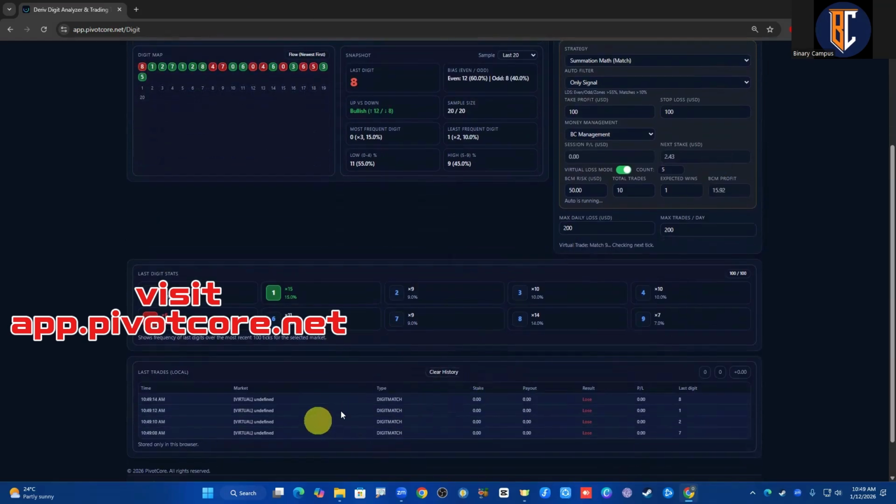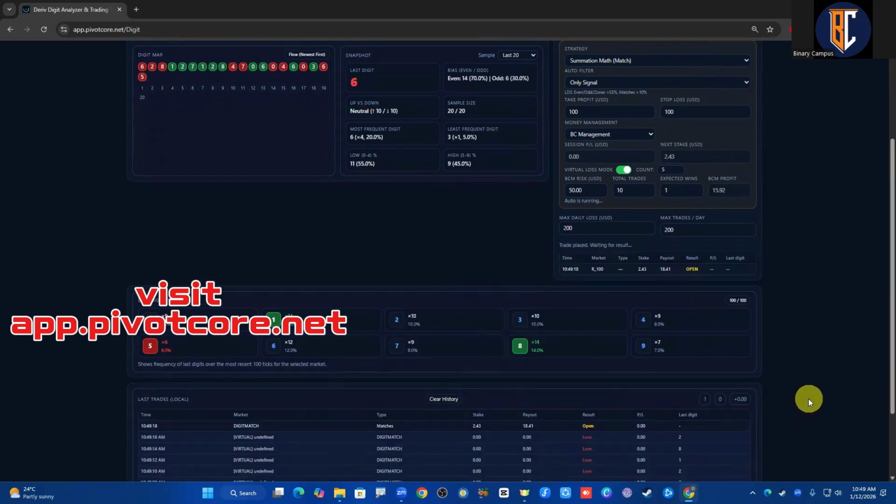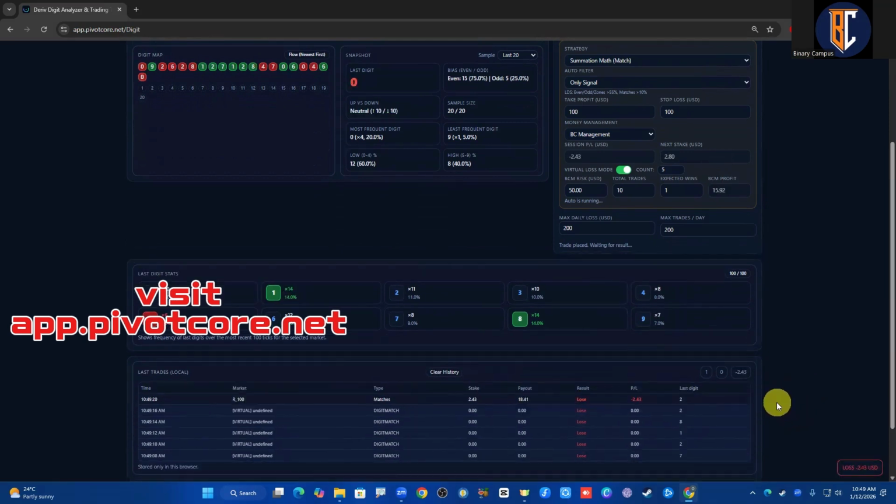What if you could let the bot trade in the background using fake money during a bad streak and only switch to real money when the probability of winning is at its highest? Today, I'm going to show you exactly how to do that using a sophisticated digit matcher strategy combined with virtual loss logic. And the secret to doing this effortlessly without complex coding or headaches is a platform called Pivotcore.